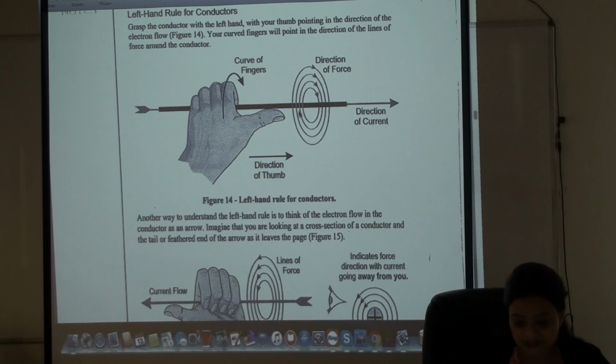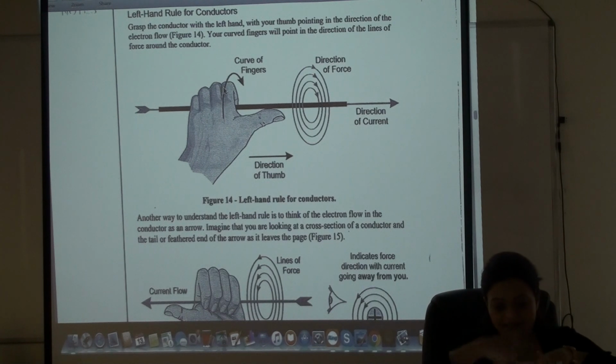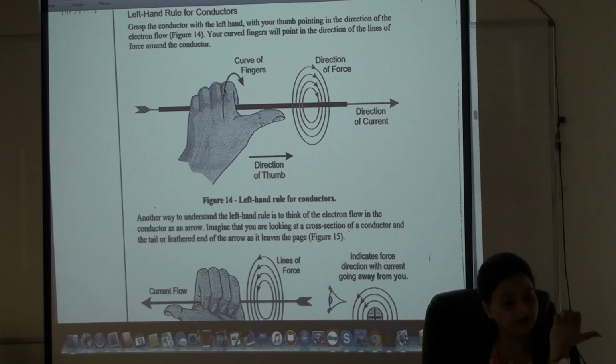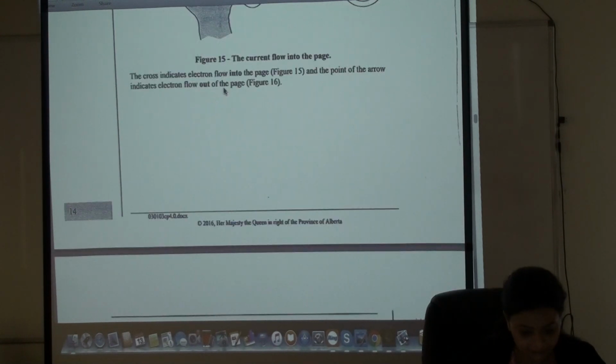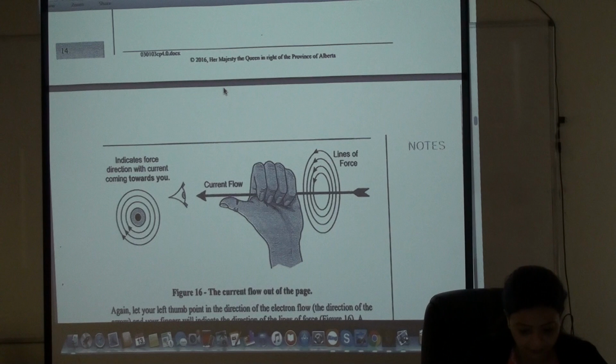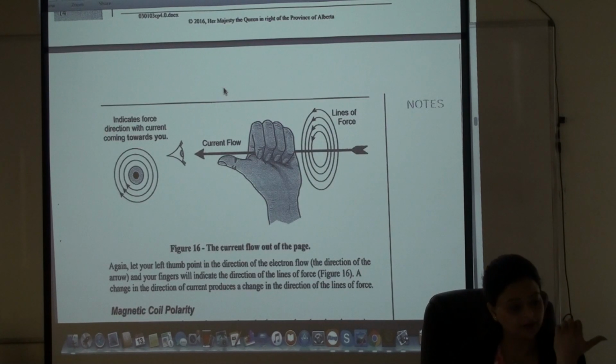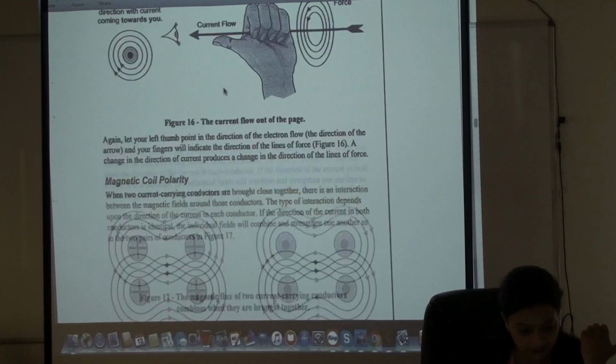This direction represents the direction of current and the field is in clockwise direction. If your current is in that direction, your field becomes counterclockwise. Same thing here. Look, if you go left here, lines of force are in the counterclockwise direction.